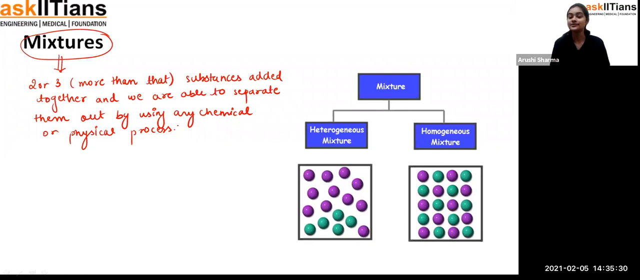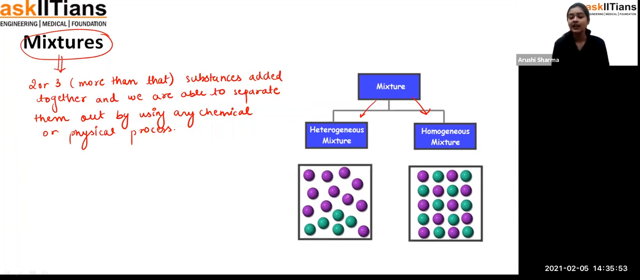Now, students, the mixture is divided into two parts. One is the homogeneous mixture and another one is the heterogeneous mixture. So students, if you observe the picture of the homogeneous and the heterogeneous, what type of difference can you see here? Ma'am, by looking at the picture, I'm getting some difference. So what kind of difference are you able to see?